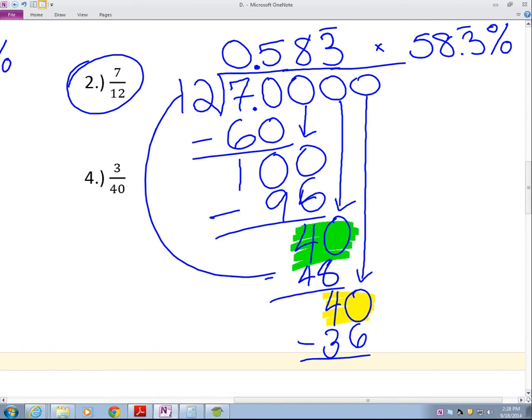No, that's not how that works. Nope. That's not it. You got it? Yeah. That 4, you got to bring down another 0. You didn't do this step here. This is a step that you missed.